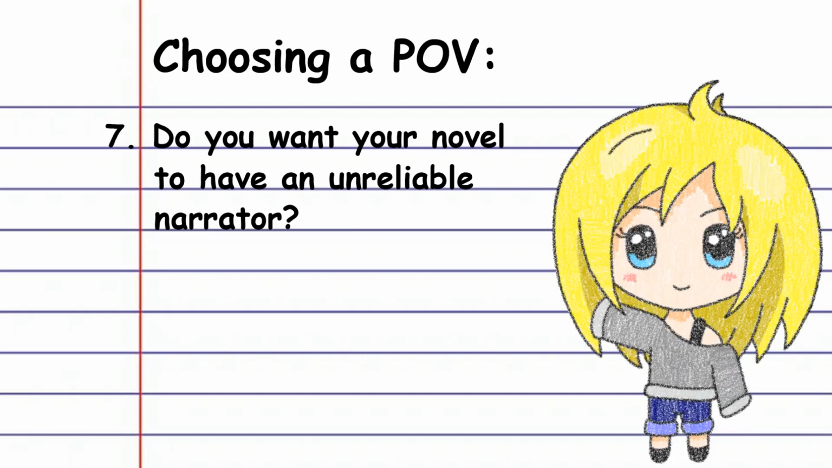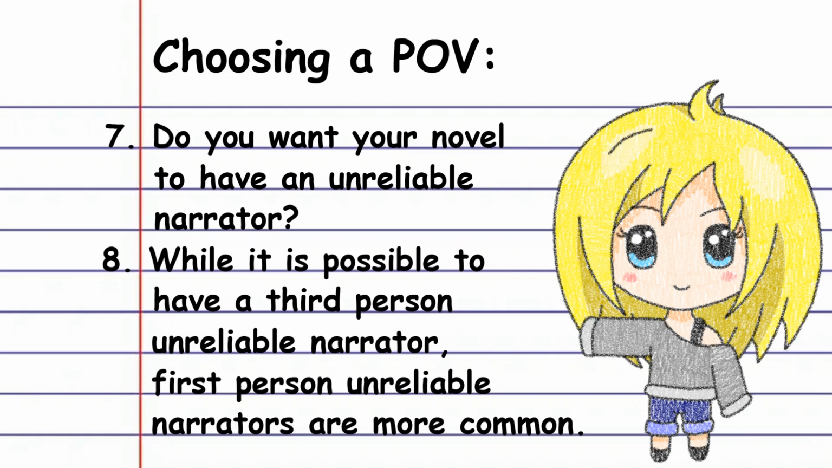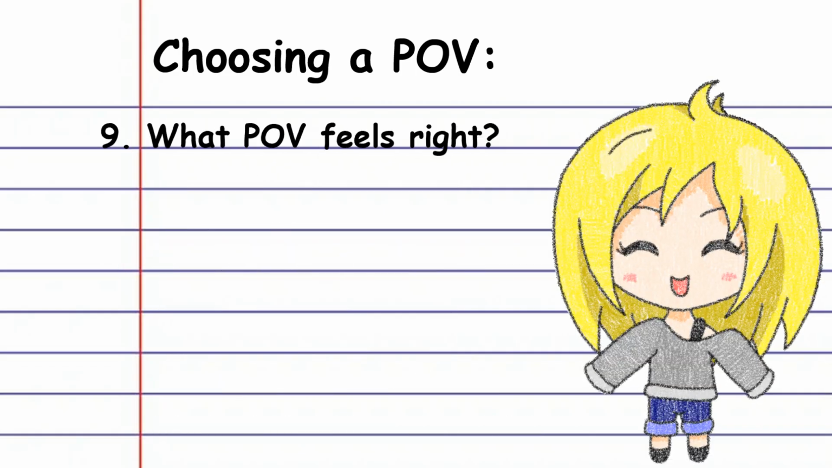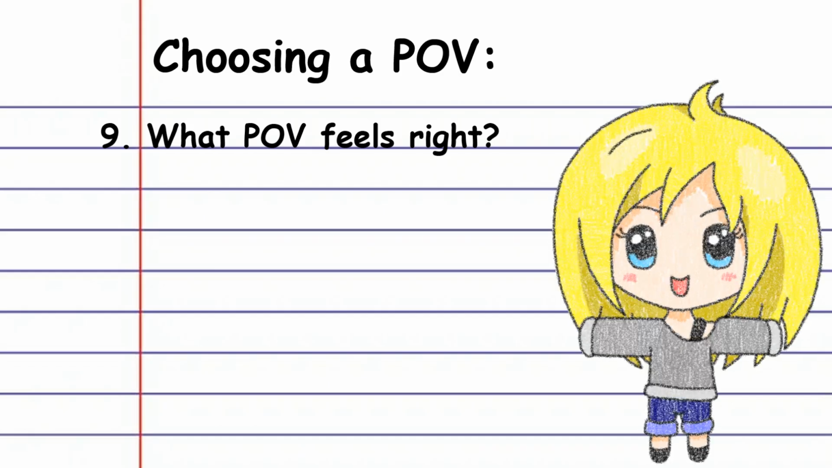And do you want your novel to have an unreliable narrator? While it is technically possible to have a third-person unreliable narrator, first-person unreliable narrators are more common. But putting aside the limitations of writing it in any specific POV, the most important thing is what POV feels right to you. How is it that you want to tell your story?